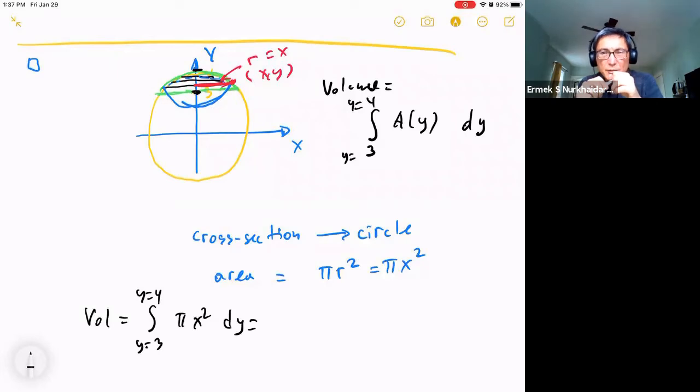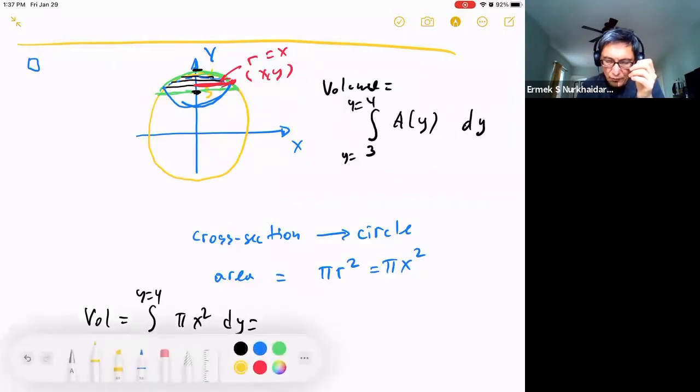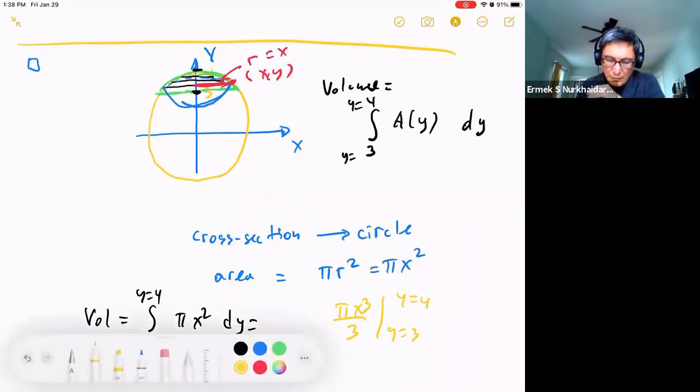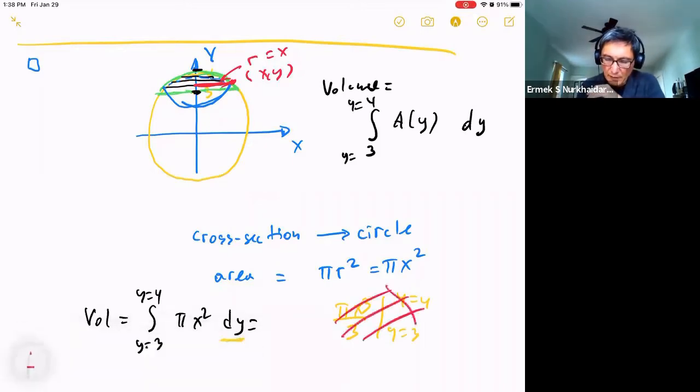And then we realize we made a mistake, right? Because just imagine if I start trying to write down pi x cubed over 3, y equals 3, y equals 4. I know that I made a mistake because I should finish my substitution, right? So just be careful, that part dy is important.